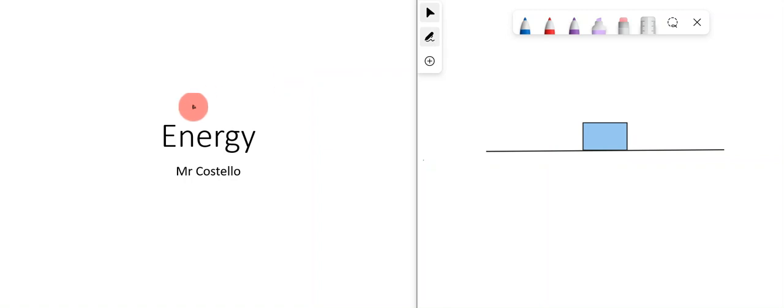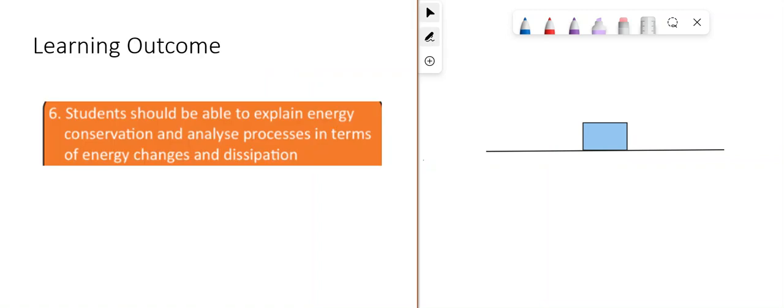So in this lesson, we're going to look at this idea of energy, and we're going to expand on the topic and look at it in detail. So the learning outcome for this lesson: students should be able to explain energy conservation and analyze processes in terms of energy changes and dissipation. So that's what we're going to look at. By the end of this, hopefully we'll have an idea of this learning outcome.